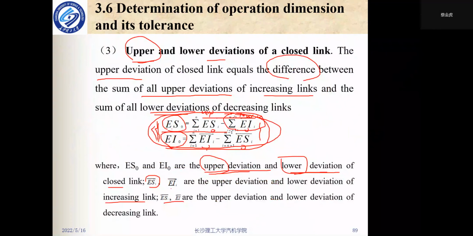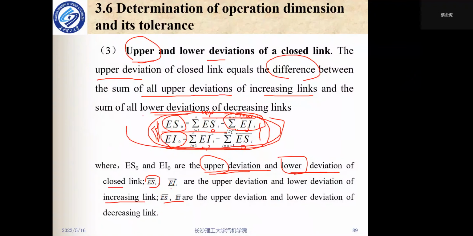The upper deviation of the closed link equals the difference between the sum of all upper deviations of increasing links and the sum of the lower deviations of decreasing links. If we want to get the upper deviation, we use upper minus lower. If we want to get the lower deviation, we use lower minus upper.